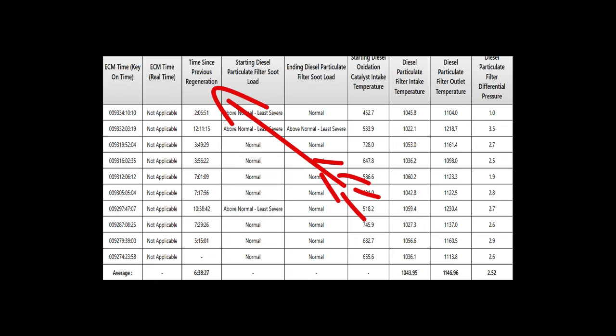Now let's look at regen history from another engine, time since previous regeneration. Look at that. 3 hours, 7 hours, 7 hours, 10 hours, 7 hours. It's just horrendous. It's not even making it 8 hours, and it's cleaning, and then it's going to completely plug up again. And if you go over to the far right and look at diesel particulate outlet temperature, it's at 1120, 1230. It's out the roof.